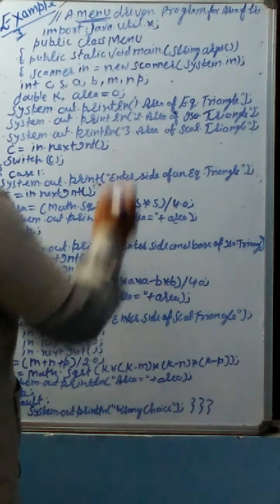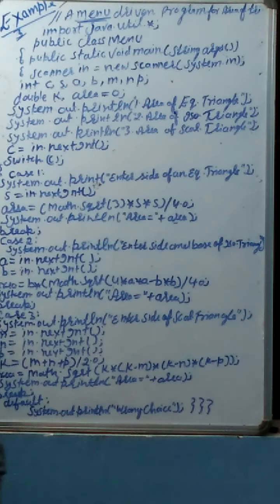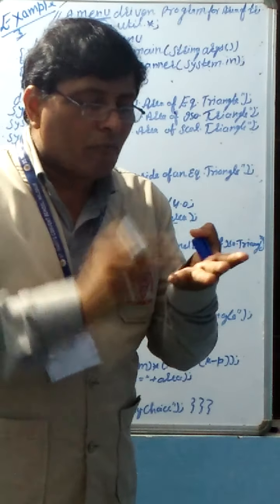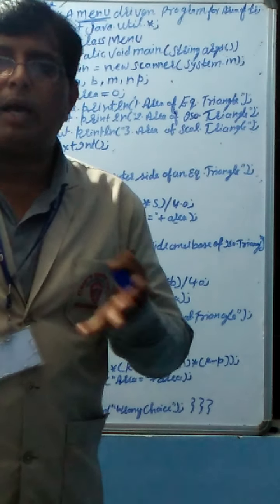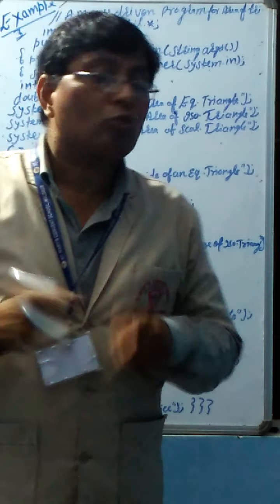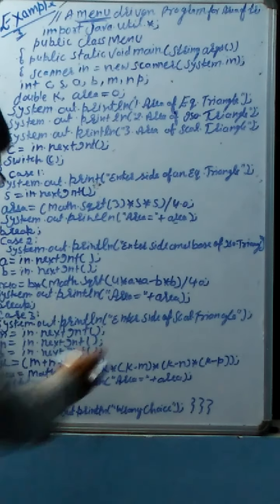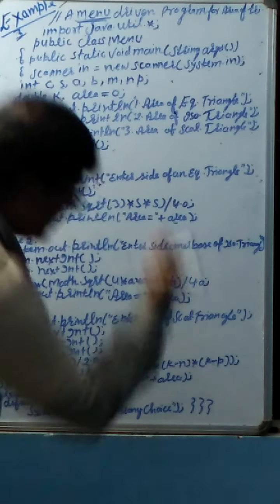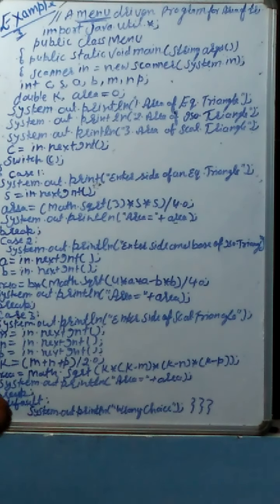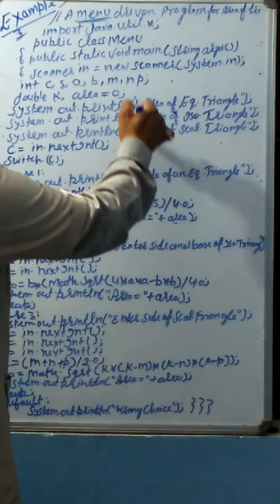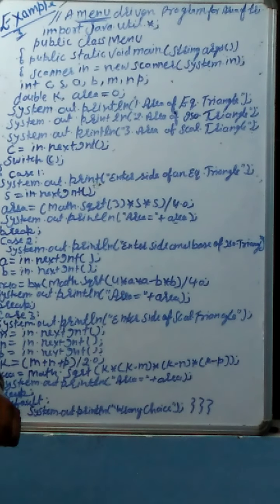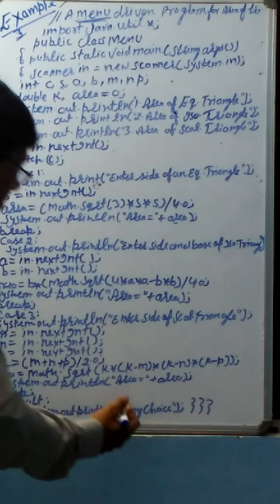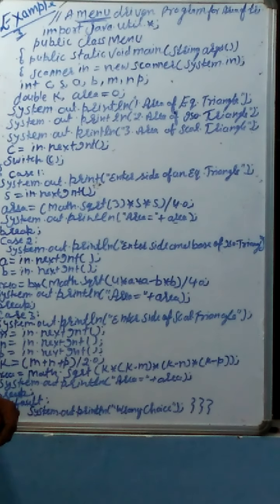Suppose instead of case 1, case 2 and case 3, you give the values 4, 5, 6, 7, 8, 9, 10. Then what happens? It will display the default message, wrong choice, because it will read only 3 cases. If you give other numbers, it will say wrong choice.